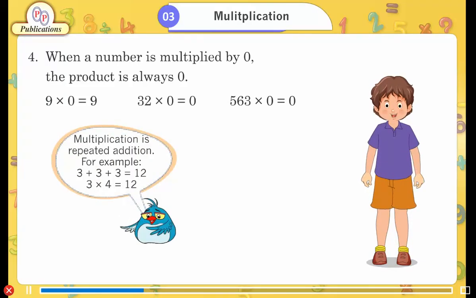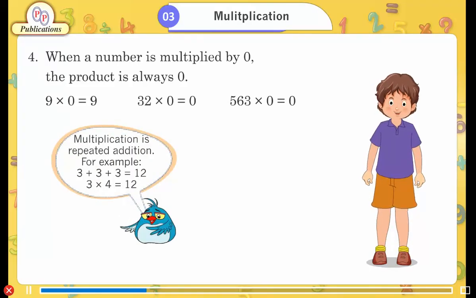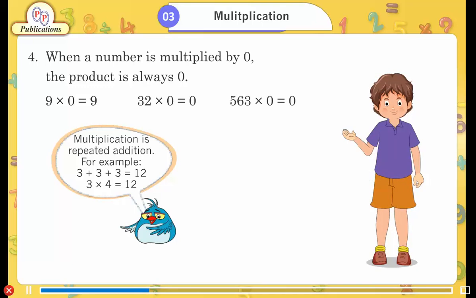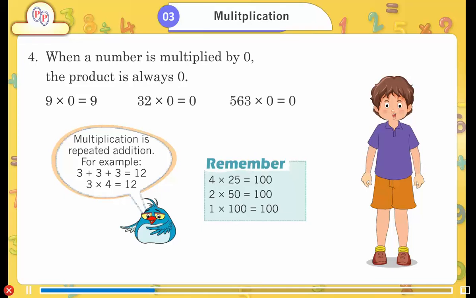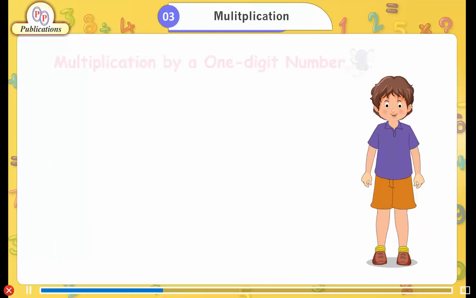Multiplication is repeated addition. For example, 3 + 3 + 3 + 3 = 12, so 3 × 4 = 12. Remember, 4 × 25 = 100. 2 × 50 = 100. 1 × 100 = 100.